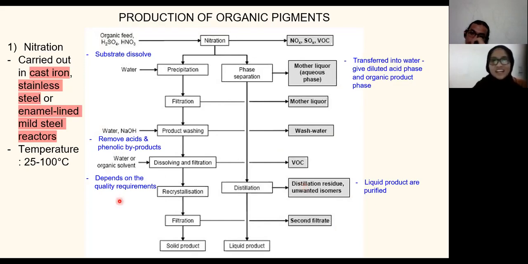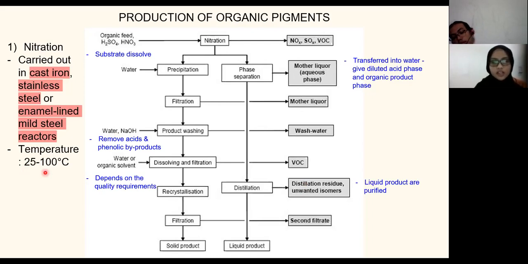Next, I will continue with production of organic pigment. First, nitration. This reaction is carried out in cast iron, stainless steel, or enamel-lined mild steel reactors. The temperature varies normally between 25 to 100 degrees Celsius.